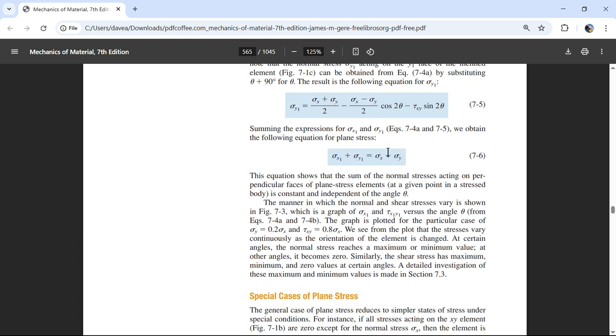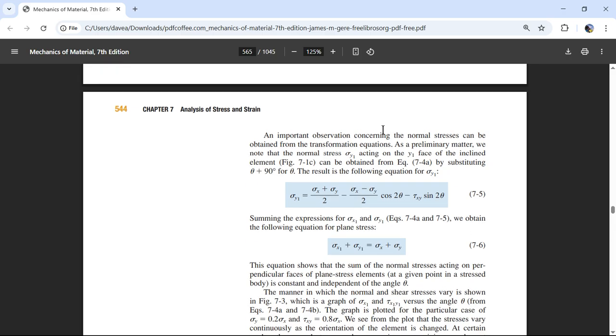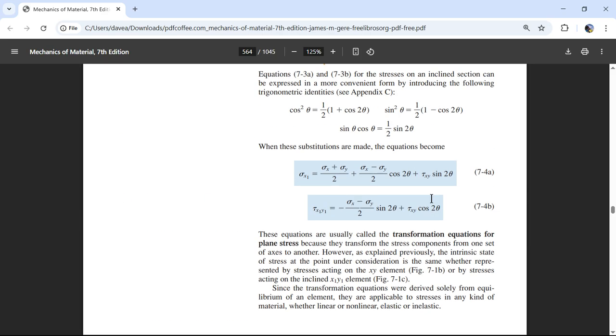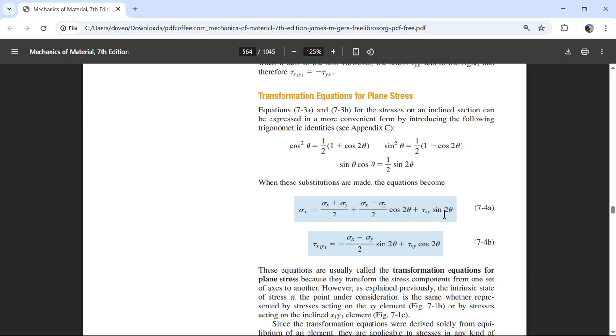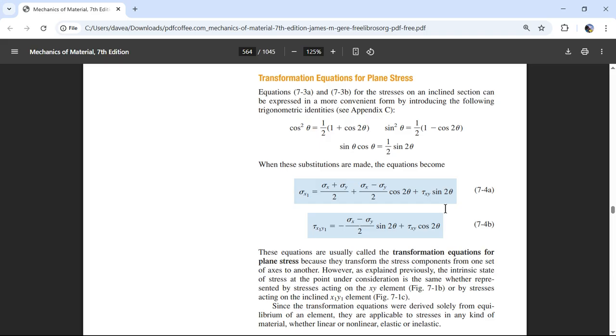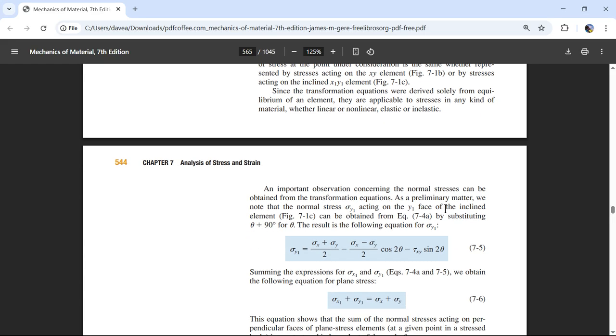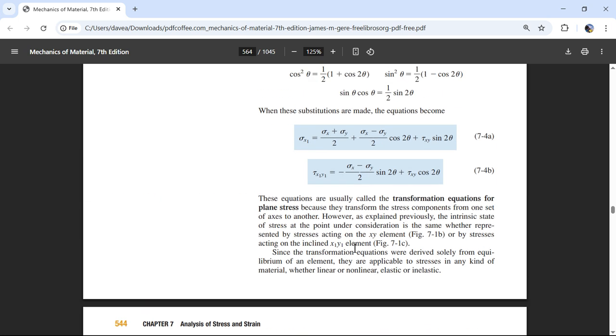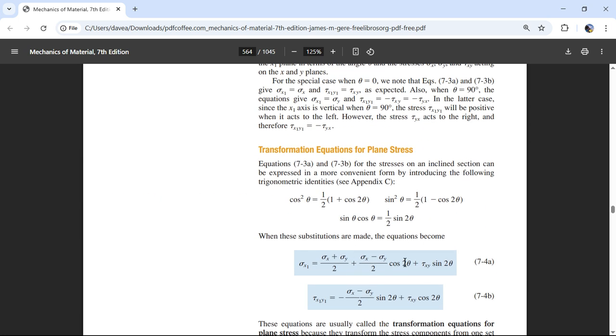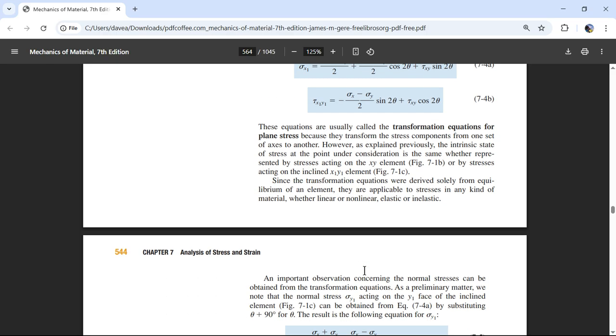All right, so it says summing the expressions sigma x1 and sigma y1. If you do that, even though they look complex, this has a negative tau xy sine 2 theta. This has a positive tau xy sine 2 theta. So when you add these equations, those two terms drop out. This part has a negative, this part has a positive. So when you add these two equations, that drops out.